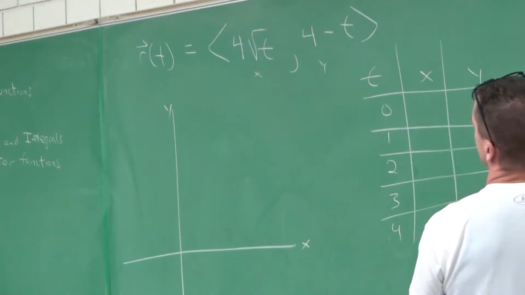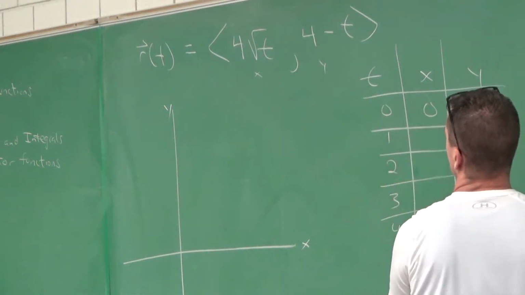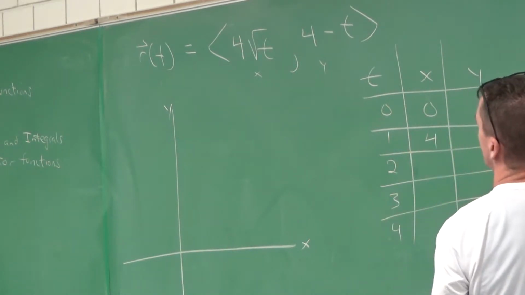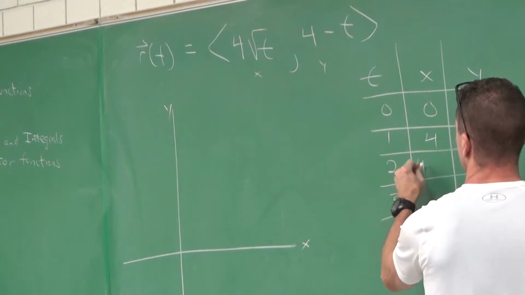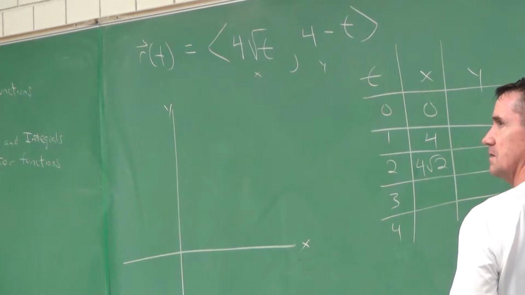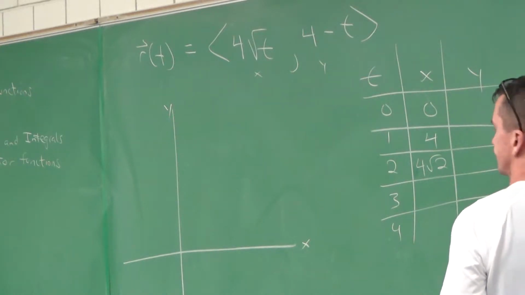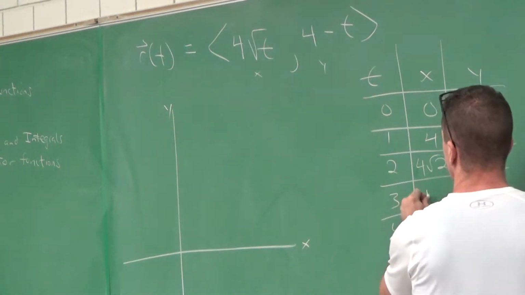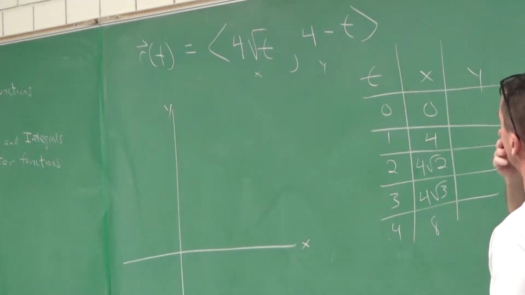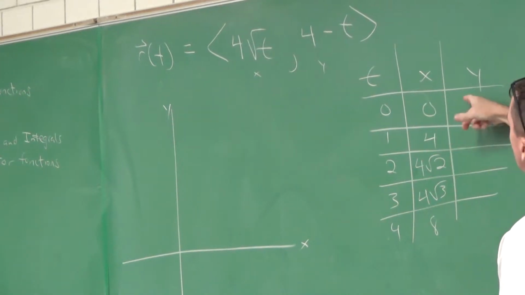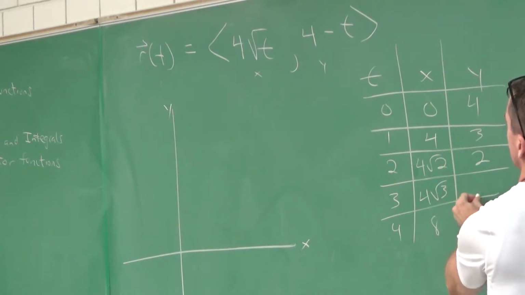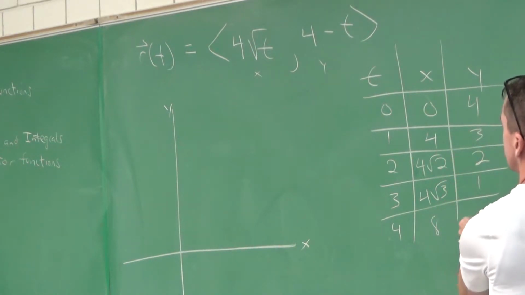Now we plug these in. What's 4 times square root of 0? 0. 4 times square root of 1? 4. 4 times the square root of 2 is 4 root 2. We can look at that value. 4 times 1.4. 3. 4 times root 3. At least this is neat. What do you get there? 8. 8. What are these? Well, 4 minus 0 is 4, 3, 2, 1, and 0.